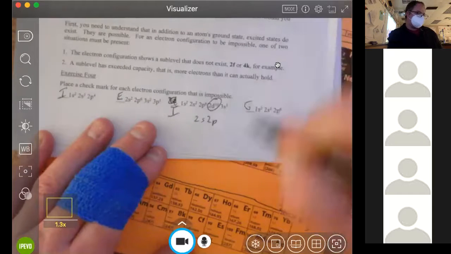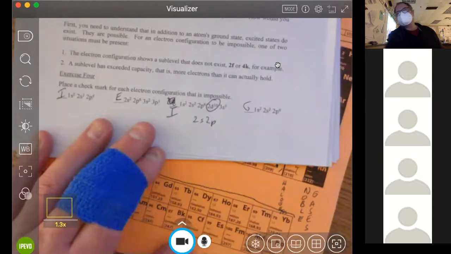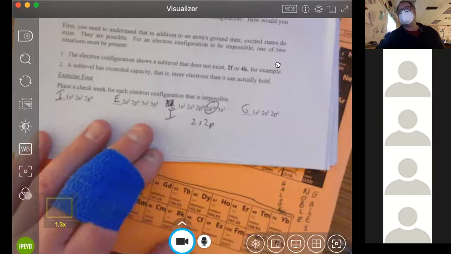Last one, 1s2, 2s2, 2p6. This is perfect like we normally would be used to seeing it. That is the ground state for sure.